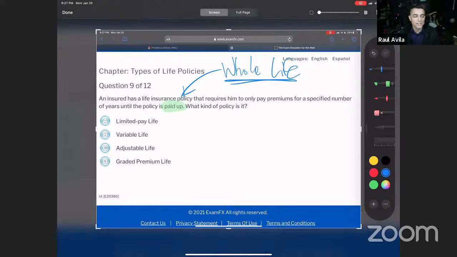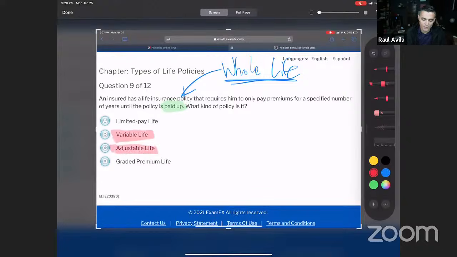What kind of policy is it? A, limited pay life, B, variable life, C, adjustable life, or D, graded premium life? What do you think, guys? All right, so let me tell you, man, for sure, it's not going to be variable life.